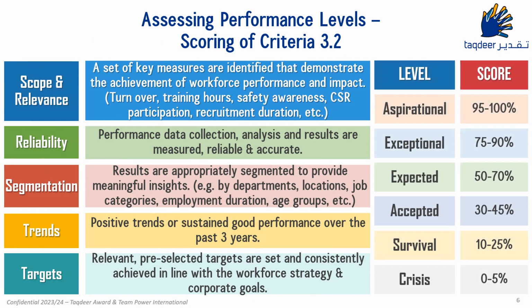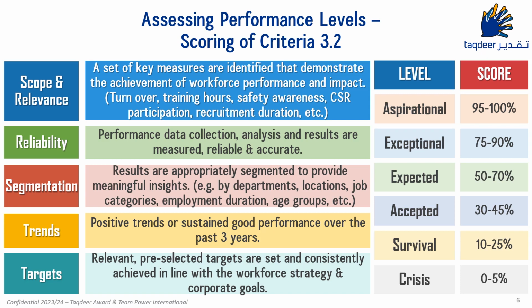Assessing performance levels. How will assessors score criteria 3.2, the corporate performance results? The corporate results achieved from the various KPIs across the organization selected for each of the Taqdeer 10 key performance measure categories will be assessed using one of the following 6 performance levels: crisis, survival, accepted, expected, exceptional, or aspirational, with the relevant percentage score ranging from 0% to 100% in each of the following 5 key measurement focus areas.